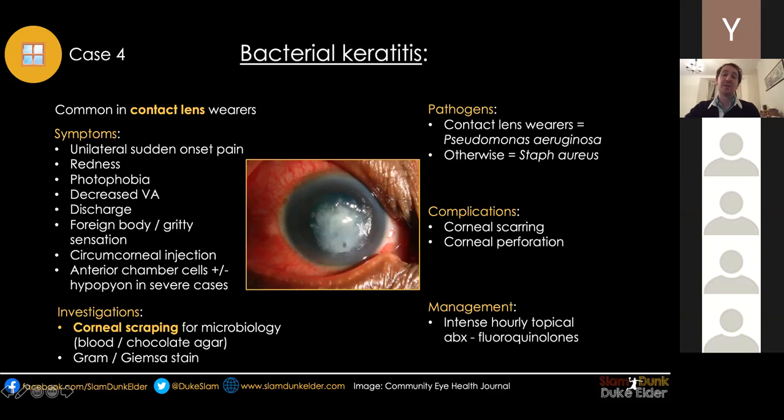So if we're suspecting this, it's sight threatening, so you need to treat with topical antibiotics, but these are quite intense. You'd be telling the patient that they'd need it every hour for 48 hours. You'd tell them this is sight threatening, and you're going to be having 2 days of quite intense eye drops, but the risks are high. So, intensive topical antibiotics.